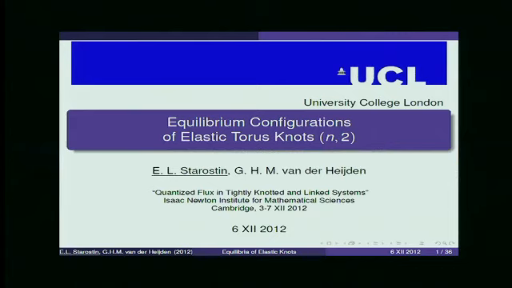Okay, so I'm going to talk about elastic braids, and not just general elastic braids, but elastic braids which make knots of a particular type. I mean torus knots of N2, because they are made of braid, two braid.